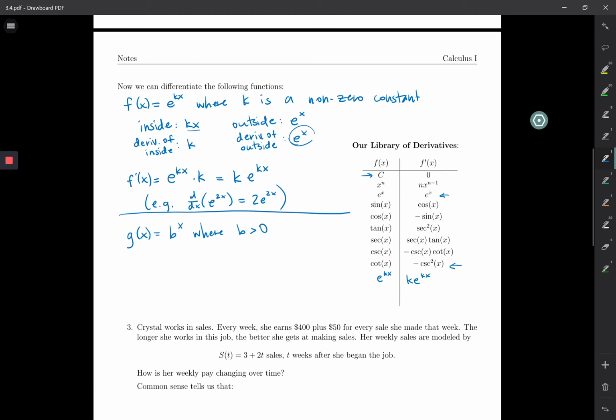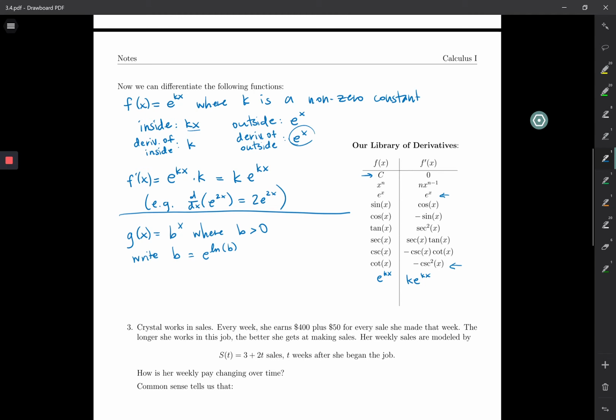What we can do is we can rewrite b as e to the natural log of b. Okay, so remember that e and natural log are inverses, so if we take e to the natural log of something, it will just be equal to that something, right, because they undo each other. So what we've done is rewritten it in this way that's going to help us compute the derivative.